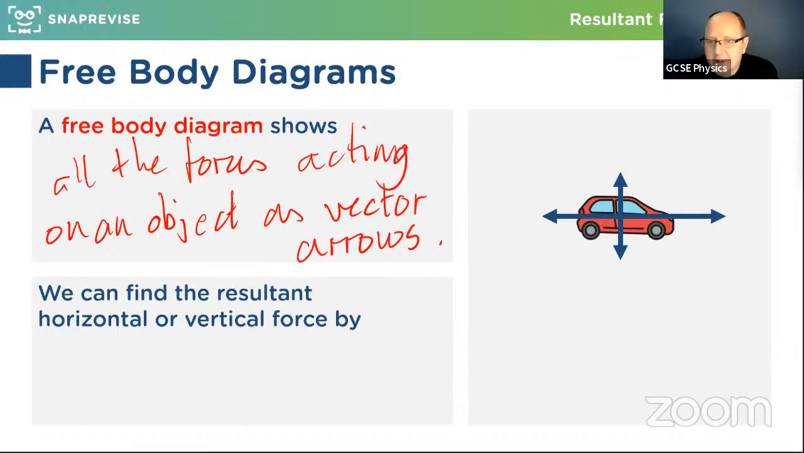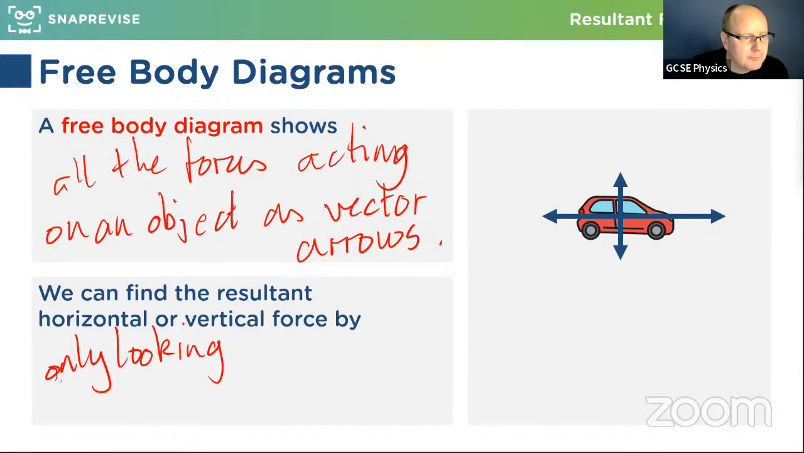And we can find the resultant horizontal or vertical force by just looking at the forces that are in the same direction. So we look at the vertical forces, we look at the horizontal forces, and we can sum them up. You choose one direction to be positive, whether that's left or right is often indicated by the context of the question. So we can find the resultant horizontal or vertical force by only looking at the forces in those directions.